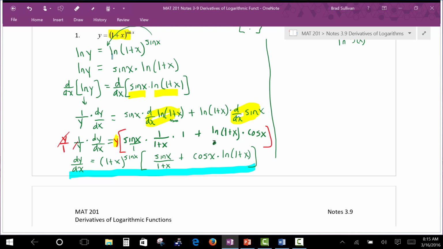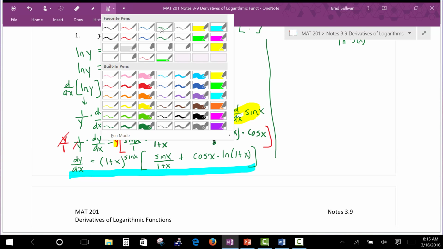How did you get the derivative of ln 1 plus x? Okay, yeah, that's what we learned last time. Yeah. And the way you want to think of this is like this.